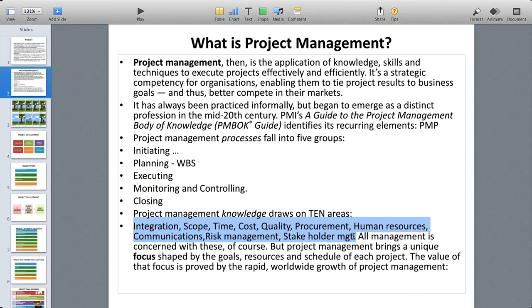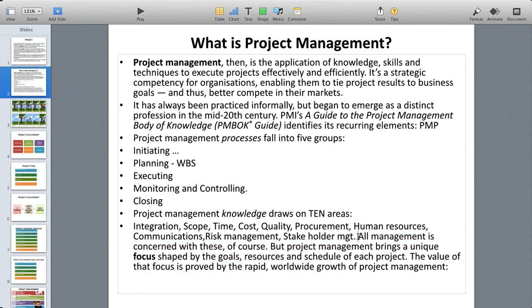No. Maybe the initiating. Requirement management is done by the business analyst, because he or she is responsible for that particular task. Now all management is concerned with these, of course, but project management brings a unique focus shaped by the goals, resources, and schedule of each project.